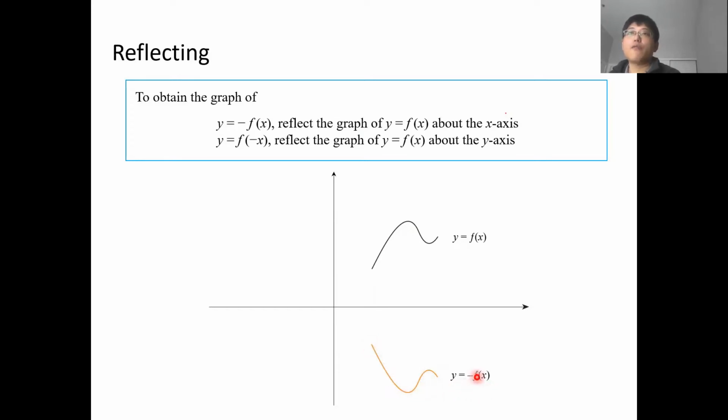On the other hand, if we want to get the graph of y equals f of negative x, notice that the negative sign is now inside the parentheses. If this is the case, then you need to reflect the graph of y equals f of x about the y-axis. So this is what you will obtain after doing that. All right, so this is just the reflection.